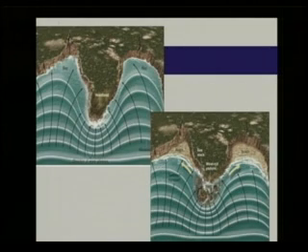Note in the bottom diagram we have now eroded quite a bit of that headland, that promontory, and there is deposition on either side of it in the form of sand in the bays. So the coastline is being straightened out by the waves.